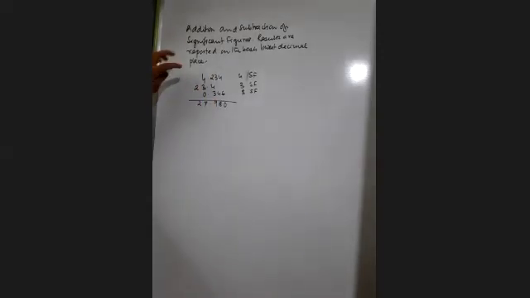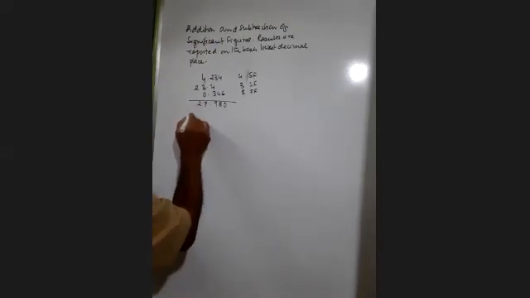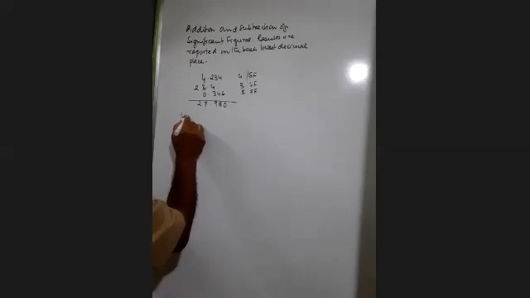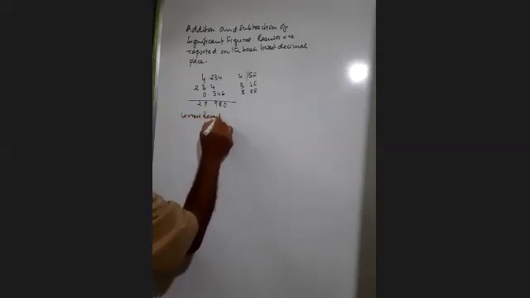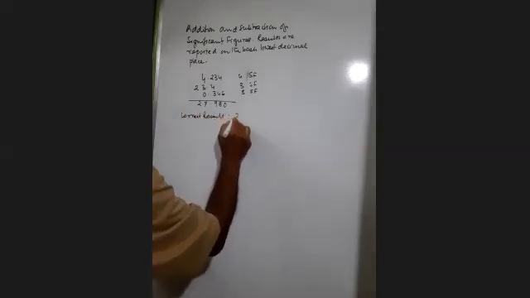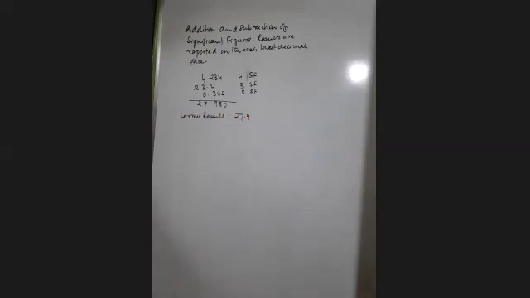Now see, it has 3 places after decimal. This is also having 3 places after decimal, and this is having 1 place after decimal. So you are supposed to write this result as the correct result. Then you are supposed to write it as 27.9.